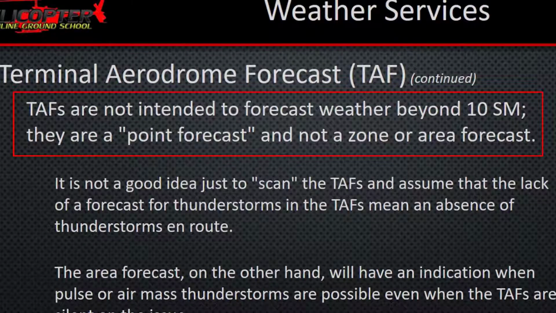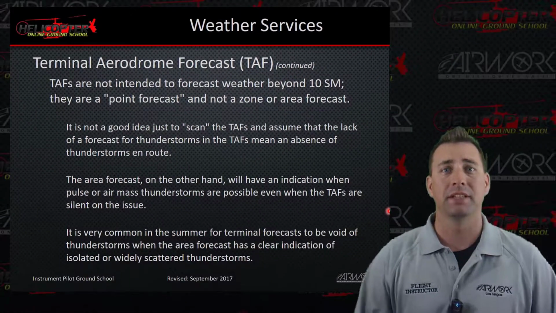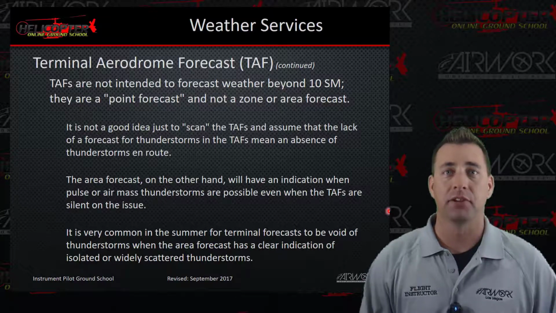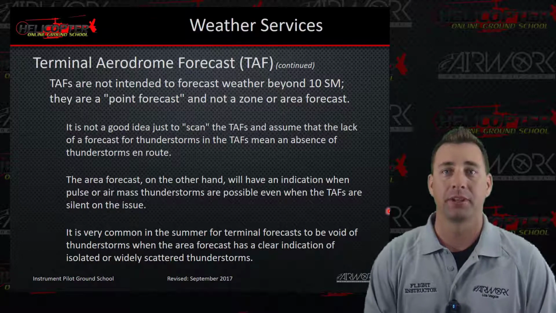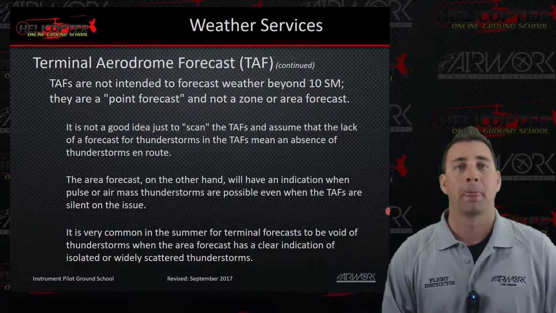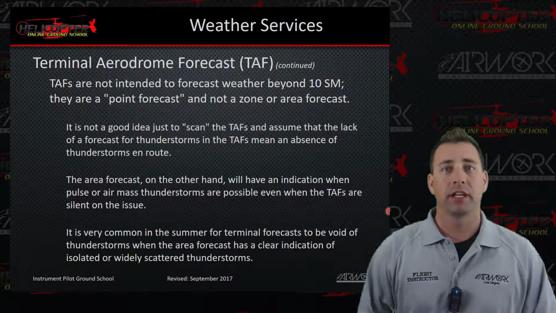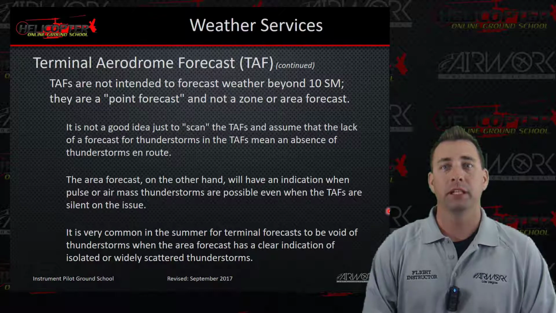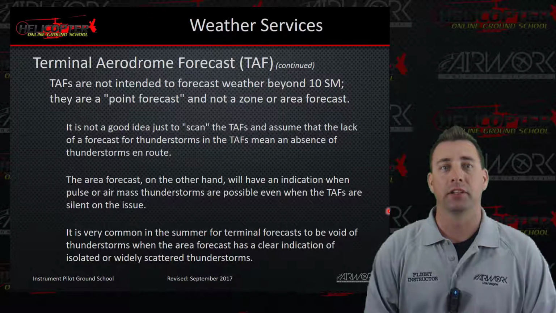TAFs are not intended to forecast weather beyond 10 statute miles. They are a point forecast and not a zone or an area forecast. So what this means is it is not a good idea to just scan all the TAFs and assume the lack of a forecast for thunderstorms in the TAF means that there's an absence of thunderstorms en route. The area forecasts, on the other hand, will have an indication when pulse or air mass thunderstorms are possible, even when the TAFs are silent on the issue.